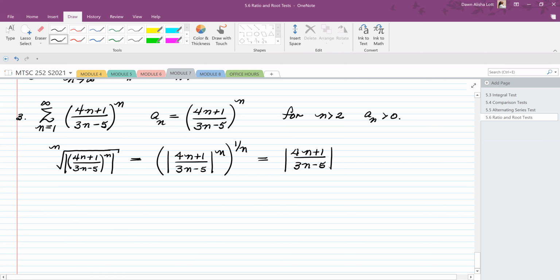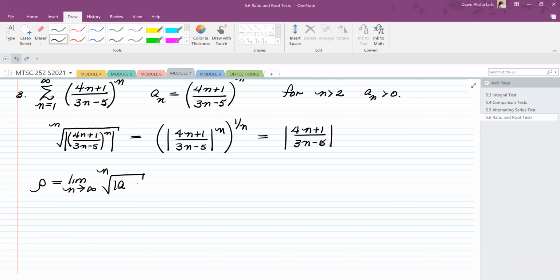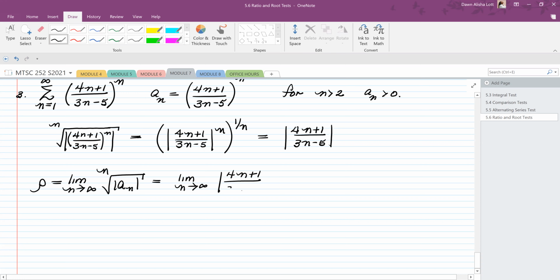Okay. So now rho, which is the limit as n approaches infinity of the nth root of the absolute value of a_n, just becomes the limit as n approaches infinity of the absolute value of 4n plus 1 divided by 3n minus 5. And that limit is 4/3. That's greater than 1, so this series diverges.